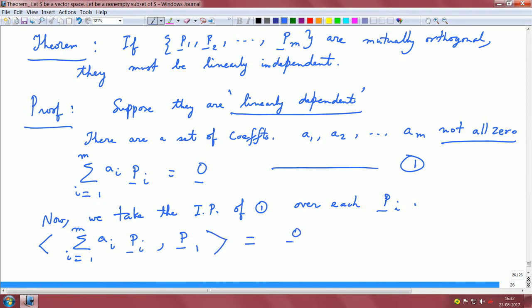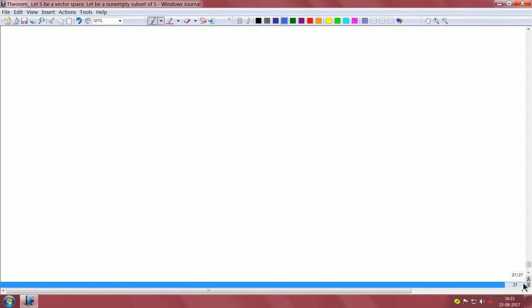This is basically 0 with p1. The inner product of 0 with p1 is 0. And this quantity, if you simplify, since they are mutually orthogonal, p1 with p2 is 0, p1 with p3 is 0, and so on. Therefore, you will be left with only a1 here. This means a1 times the inner product of p1 with p1 has to be 0.